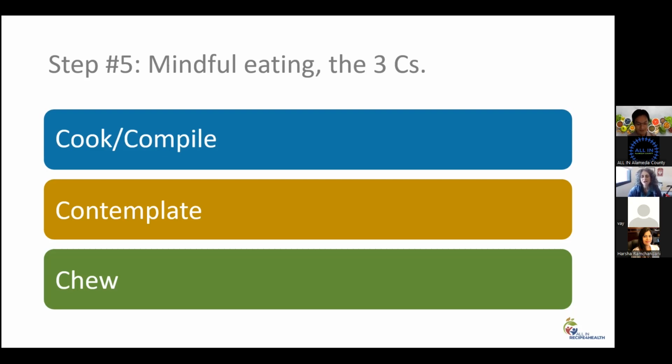And so I call these parts of eating the 3 C's. And they really are kind of the pre-swallowing parts of eating. One of them is really in how you cook or compile or just assemble your food. The second is contemplating it and really, what does it look like? What does it smell like? What does it sound like? And the third is chewing and what that experience does to your digestion and your experience of the food.